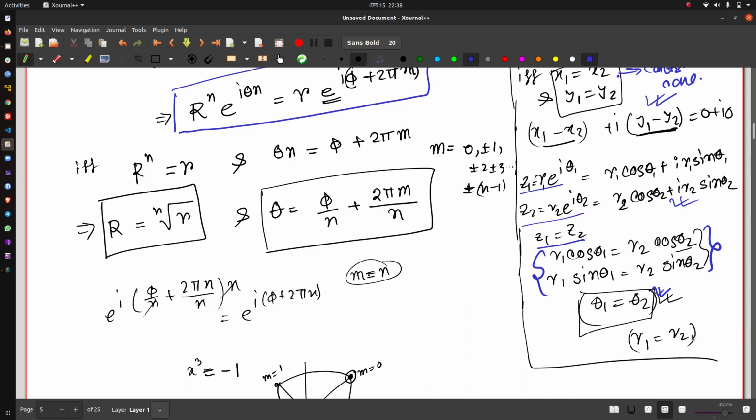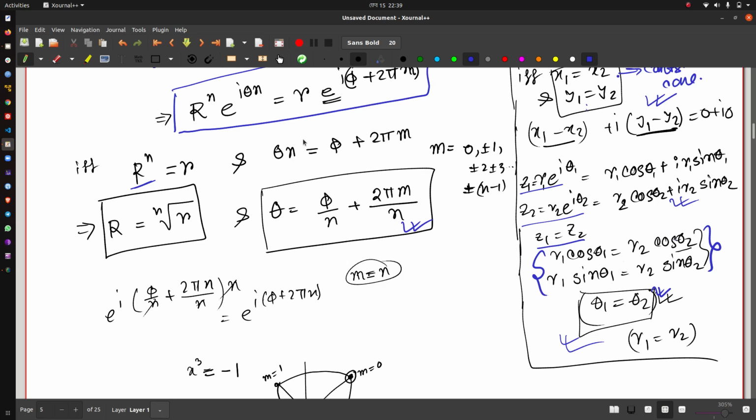In fact, you can also show that these two imply each other as well. That means the conditions that make the complex numbers equal in the Cartesian representation are the same conditions that make the complex numbers equal in the polar representation. This is also easy to show, but we are not going to show that here. So using these two things, we can write that capital R to the power n should be equal to small r, and theta should be equal to this guy, right? This is just simple algebra.